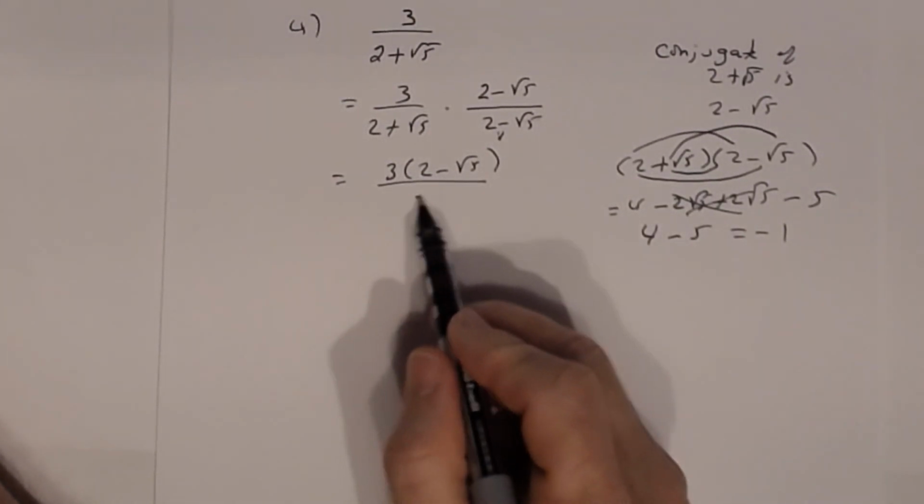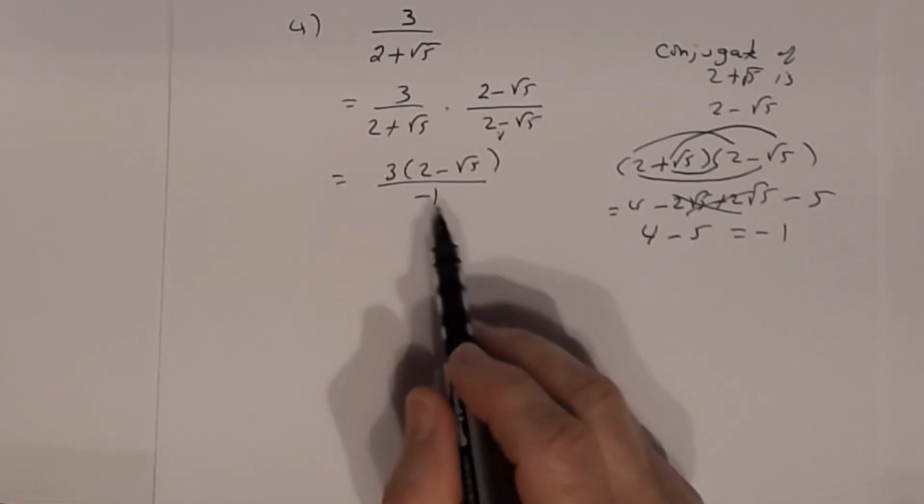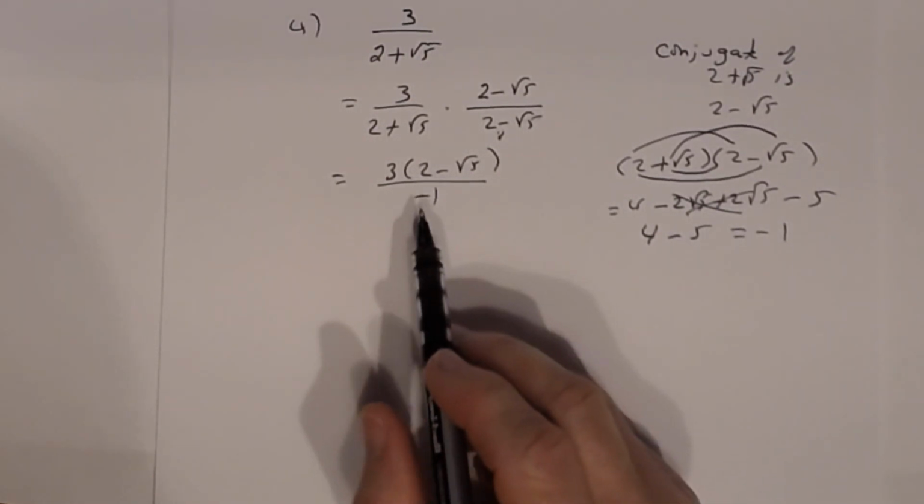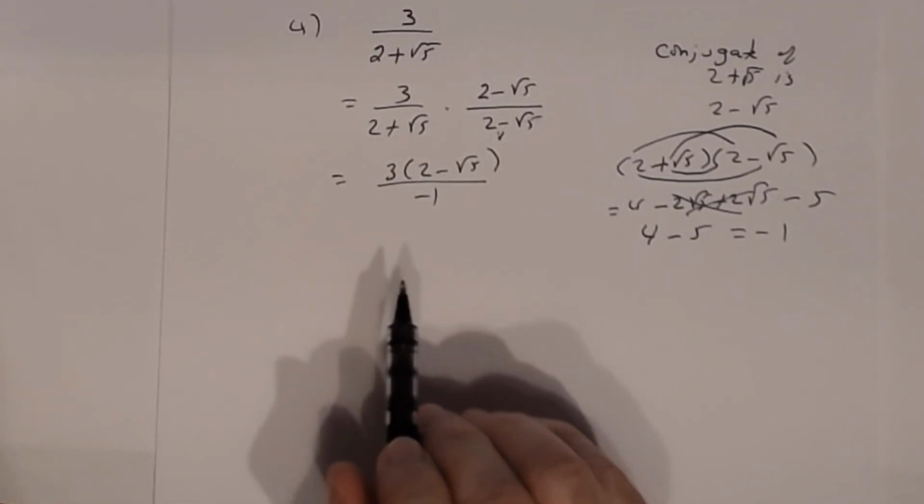So that's your denominator. Now the question says rationalize the denominator. See, now it's a rational number. There's no longer a square root. But you don't leave it like this because you can write this in a better way.